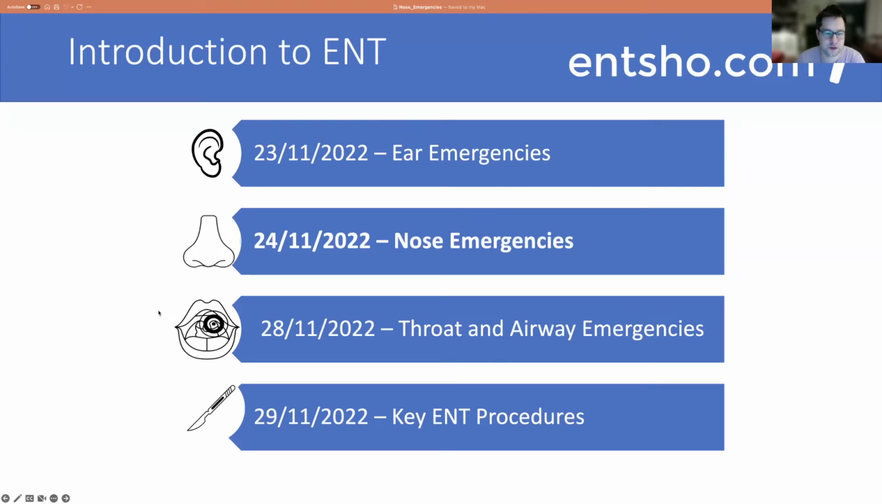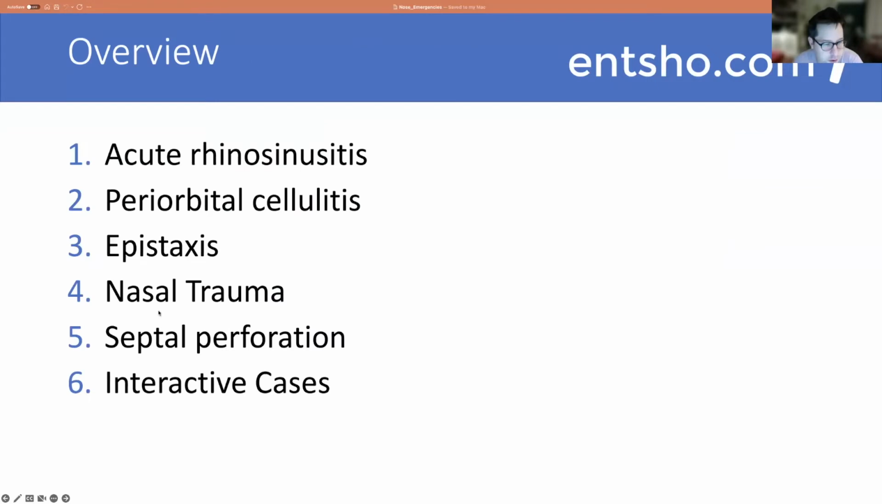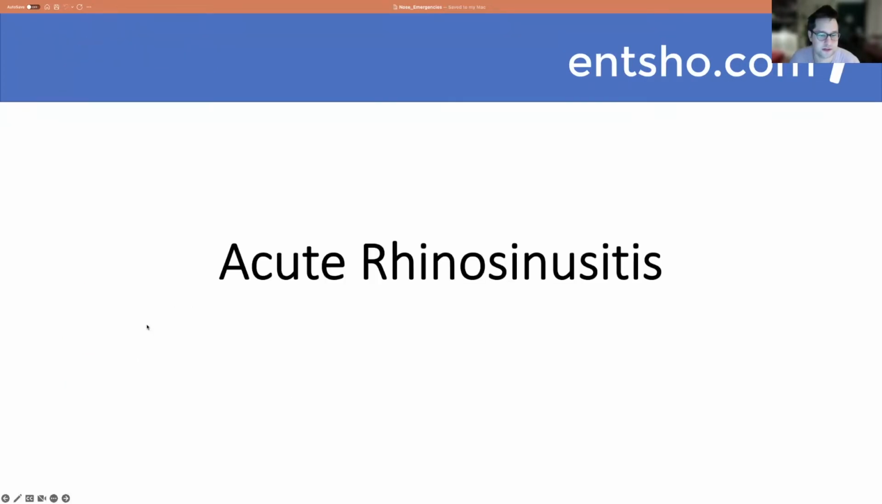Okay, so to go over what we're going to cover then, we are going to talk about acute rhino-sinusitis, periorbital cellulitis, epistaxis, nasal trauma, septal perforations, and then we're going to go through the interactive cases to summarize the material covered. So let's go straight in with acute rhino-sinusitis.